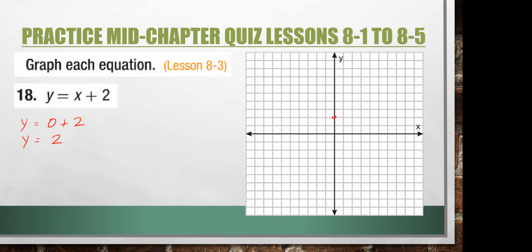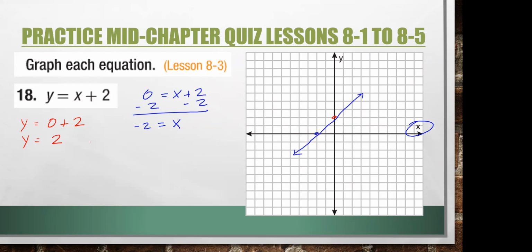Let me change colors here. For the x-intercept, we're going to put in 0 for y, and then solve for x. Okay, so then I would subtract 2 from both sides. I've got -2 equals x. So my x-intercept, it crosses the x-axis at -2. So now I have my 2 points. That's all I need to graph my line.